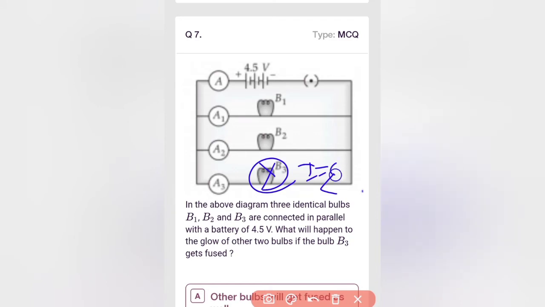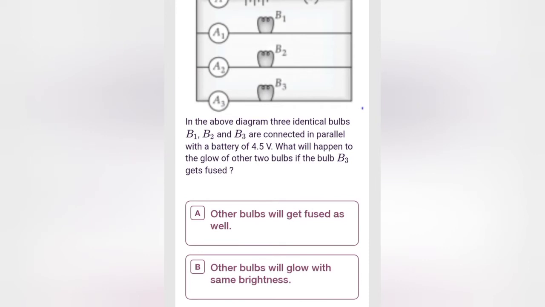Okay, current is going to be 0 here. And from this battery, the current will be flowing this way and this way. So all other bulbs will be getting the supply. Okay, let us see the option. All other bulbs will get fused as well.